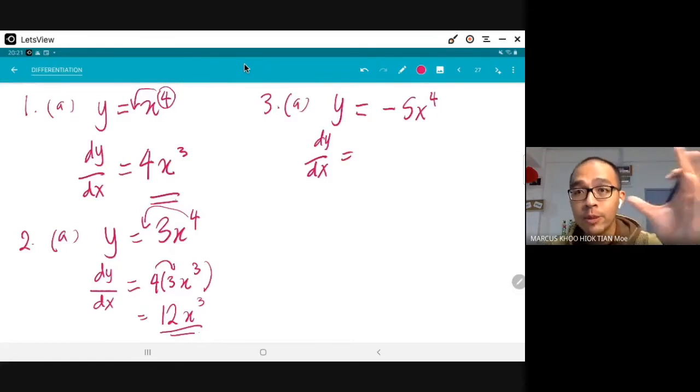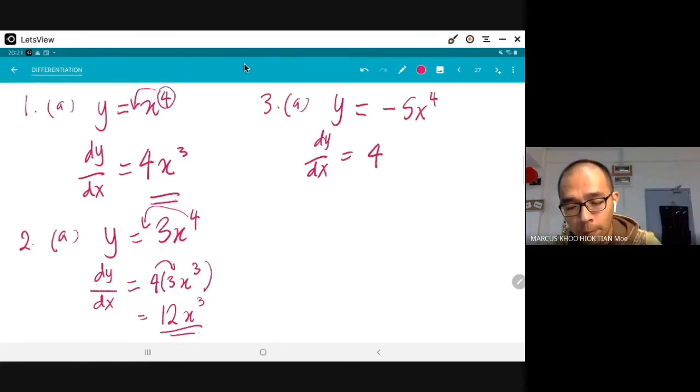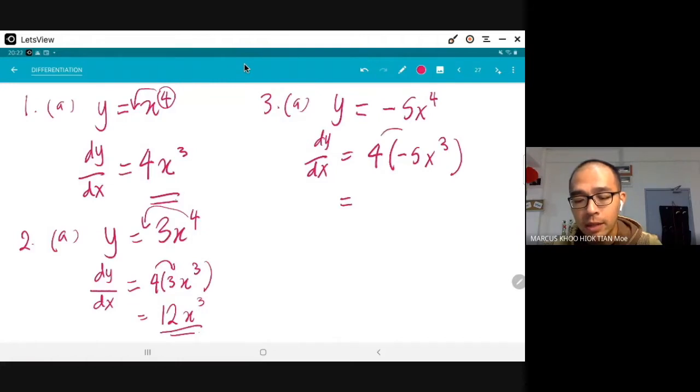The same principle. Bring the power to the front. 4 times negative 5x, but this time the power reduced by 1. So power of 4 will become power of 3. And then all you have to do is just multiply the 4 times negative 5. Totally no problem. Darab nombor negatif saja. Tiada apa-apa mau dikencang. So just negative 20x to the power of 3.